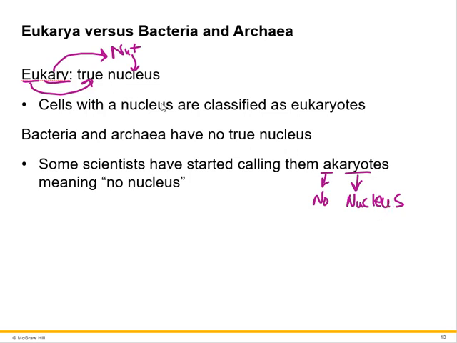And so those are the 2 main kinds. Bacteria and archaea both lack a nucleus, and they used to be part of the same kingdom, and we called them prokaryotes because that was before the nut, but really it's better to say akaryote because that's more exactly what it's saying. They have no nucleus.